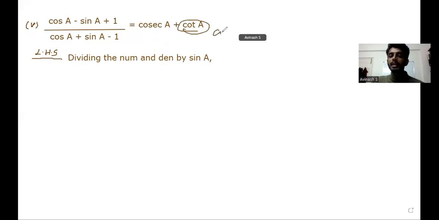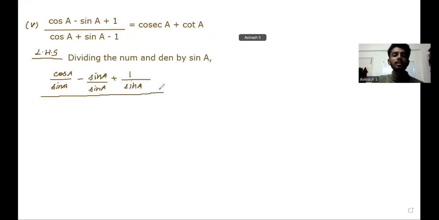And also cot A is nothing but cos A by sin A. Out of this cos A by sin A, cos A is already given in the question. So when we divide by sin A, it will become cot A, which is required in the right hand side. So when we divide the numerator and denominator by sin A, what happens? Let us see. The numerator term is cos A, divided by sin A. The next term is sin A, divided by sin A. The next term is 1, divided by sin A.